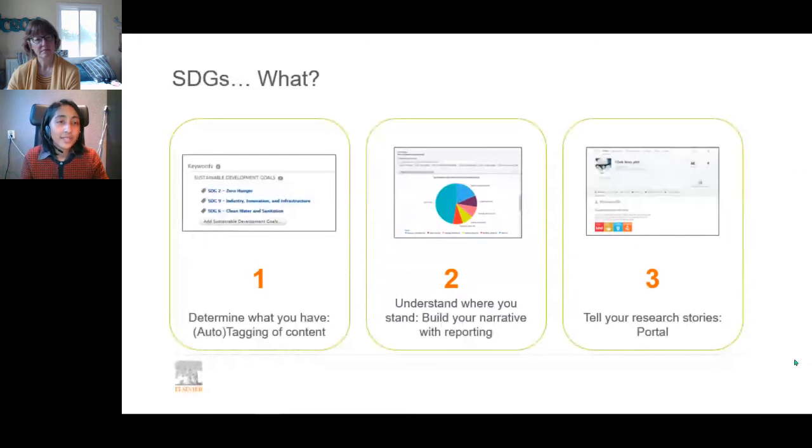So wherever it's practical and applicable to the content that is in Pure, we're building out those reports as well and putting them in the box so that our customers can very quickly get a view of how they stand in conjunction to the definitions that were there. And then the third step here is really about telling your research stories, being able to have that content show on the portal and ensure that when a visitor comes to the portal, they can find these SDGs and find the related content to it as well.